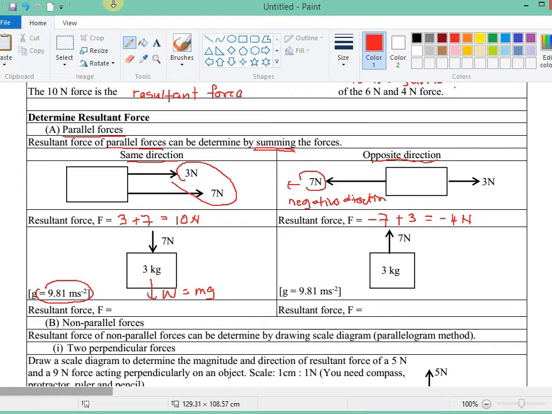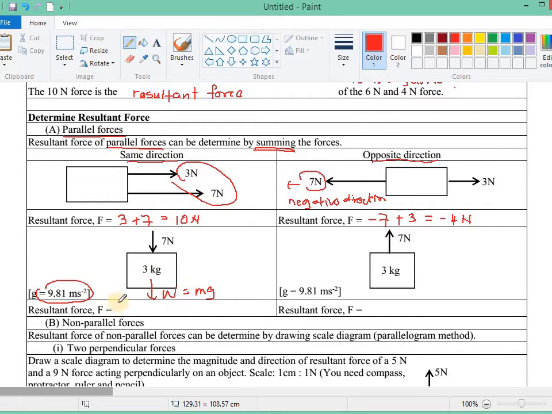If all of the forces are in the same direction, all going down, then it is not necessary to put negative to show that it is going down, because everything is going in the same direction. Whether you put negative or not, everything is the same. It doesn't seem to have any difference.